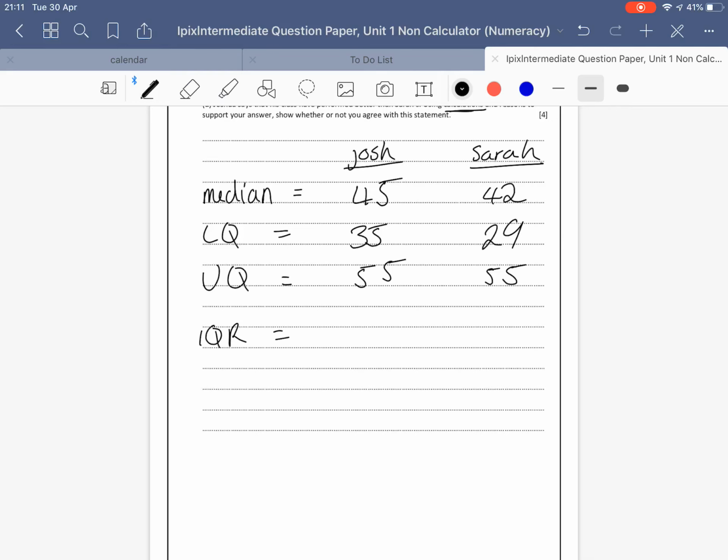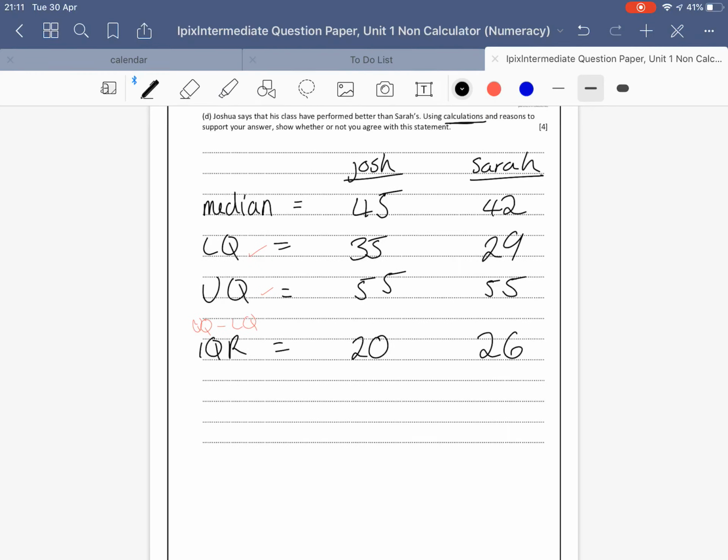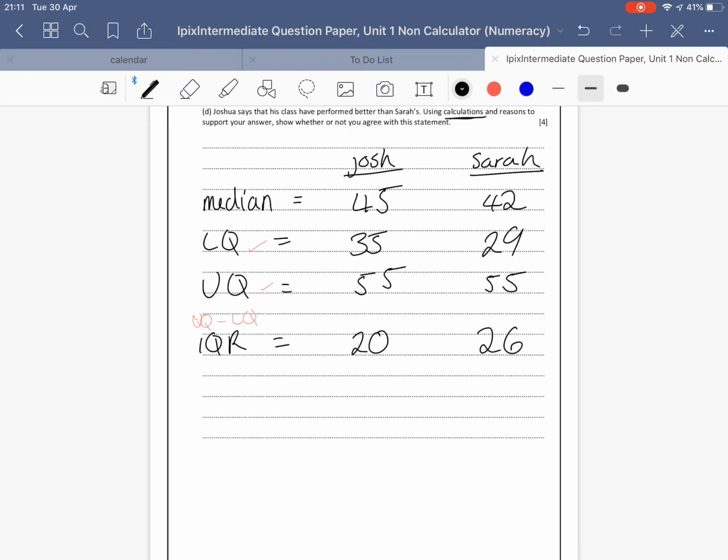The interquartile range. Now to work out your interquartile range is your upper quartile take away your lower quartile. So I'm going to do the upper, take away the lower. So for Josh, 55 take away 35 is 20. And 55 take away 29 is 26. So he has a lower interquartile range. That means basically the majority are closer together. I would say yes, I agree with his statement. Like he said, his class has performed better. Everything in his is better. All of his numbers are better.